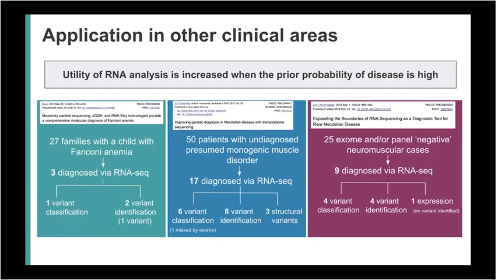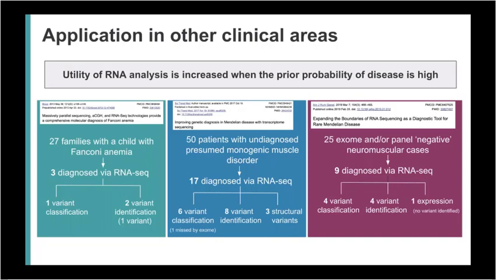We can look at other clinical areas as well, but we have to really put these in the context of how these experiments were designed. And these were not experiments that were designed to be representative of a general genetic testing population. For example, in the green box, they looked at 27 families with a child with Fanconi anemia, but in all 27 of those families, the complementation group was identified. So there was already a clinical diagnosis.